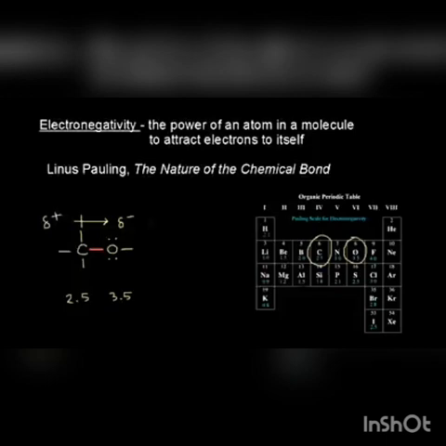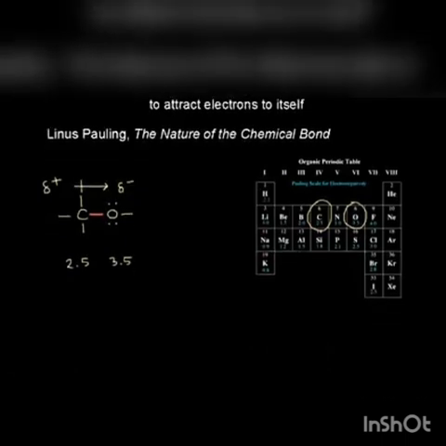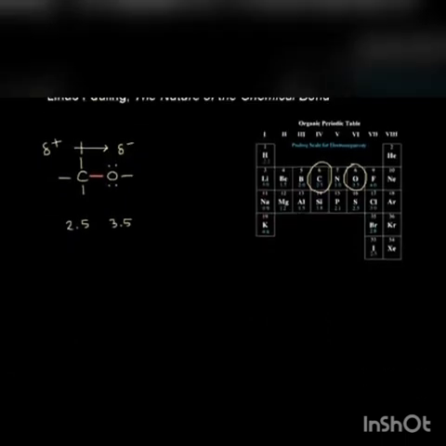That's a polarized situation, right? You have a little bit of negative charge on one side, a little bit of positive charge on the other side. So it's still a covalent bond, but it's a polarized covalent bond due to the differences in electronegativities between those two atoms. Let's do a few more examples here where we show the differences in electronegativity.